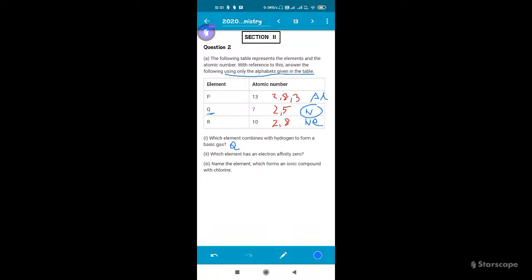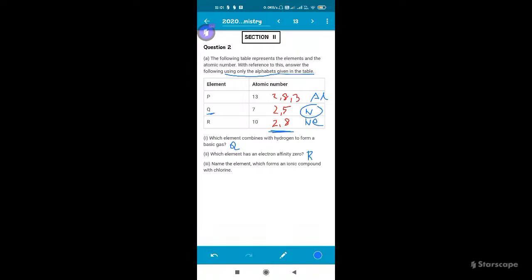Your next question is, which element has electron affinity 0? Obviously from all of these we have neon, that is the element R, which has a complete octet configuration. So there is no electron affinity for neon. So our answer will be R.